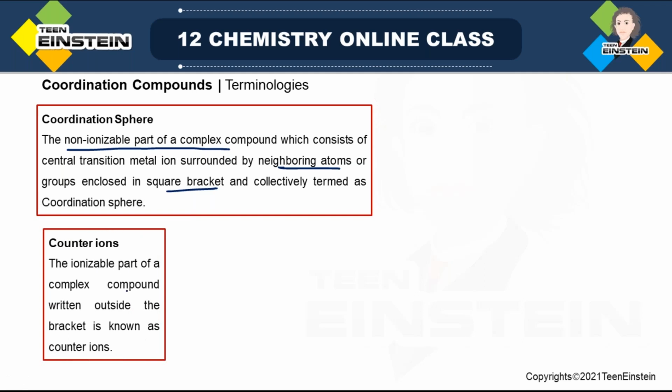Counter ion. What is counter ion? This is the ionizable part of a complex compound. That means whatever moiety is present outside the coordination sphere. So suppose there is presence of sulfate or Br or Cl. So this is the counter ion. This is the ionizable part written outside the bracket.